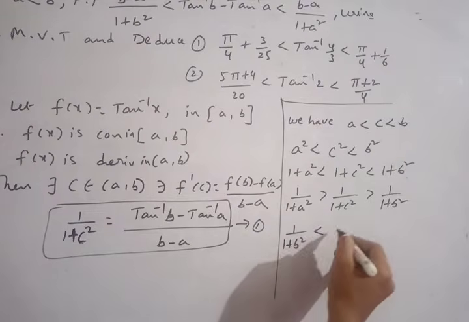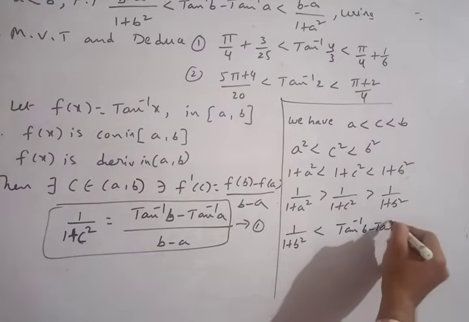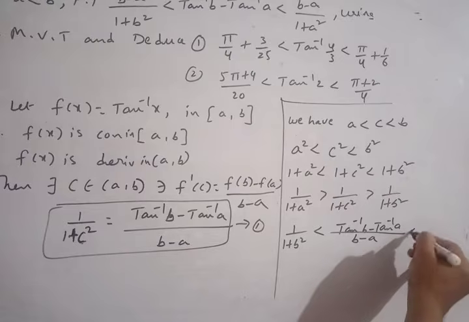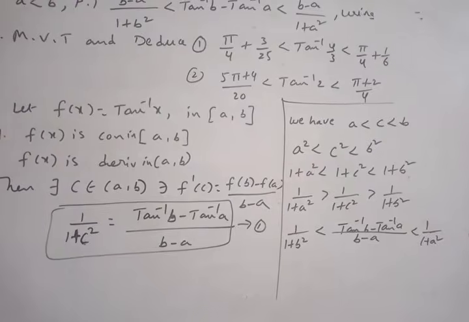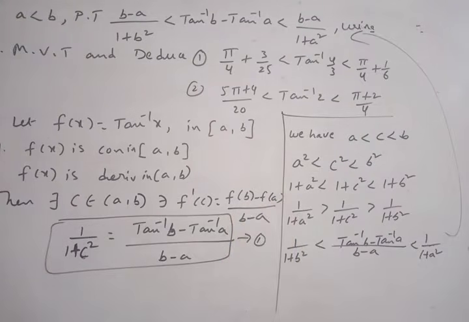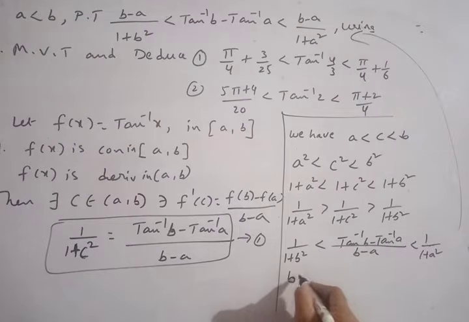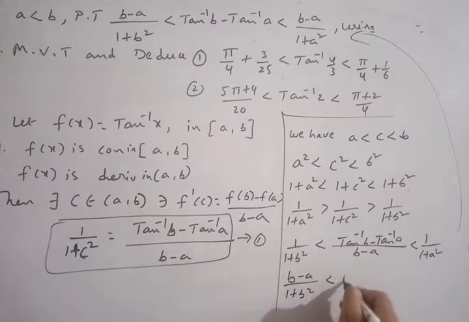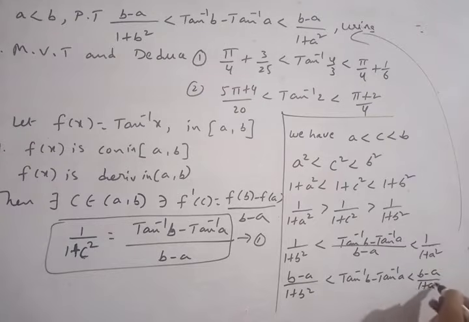That means this is the smallest one: 1 by 1 plus b square is less than, what is this value, (tan inverse b minus tan inverse a) by (b minus a), which is less than 1 by 1 plus a square. That is the proof. Oh sorry, we have one more step: cross multiply by b minus a. So (b minus a) by 1 plus b square is less than tan inverse b minus tan inverse a, which is less than (b minus a) by 1 plus a square. This is the proof. Understand?